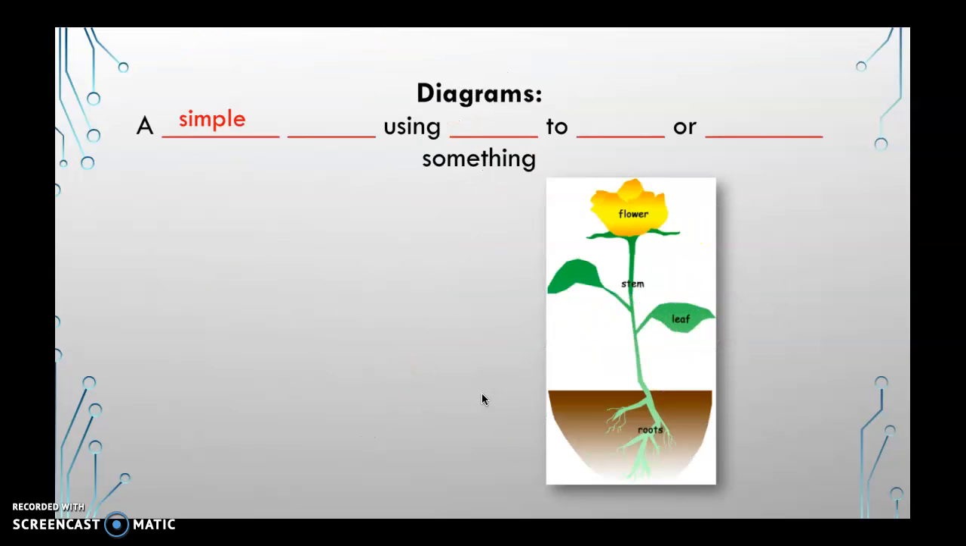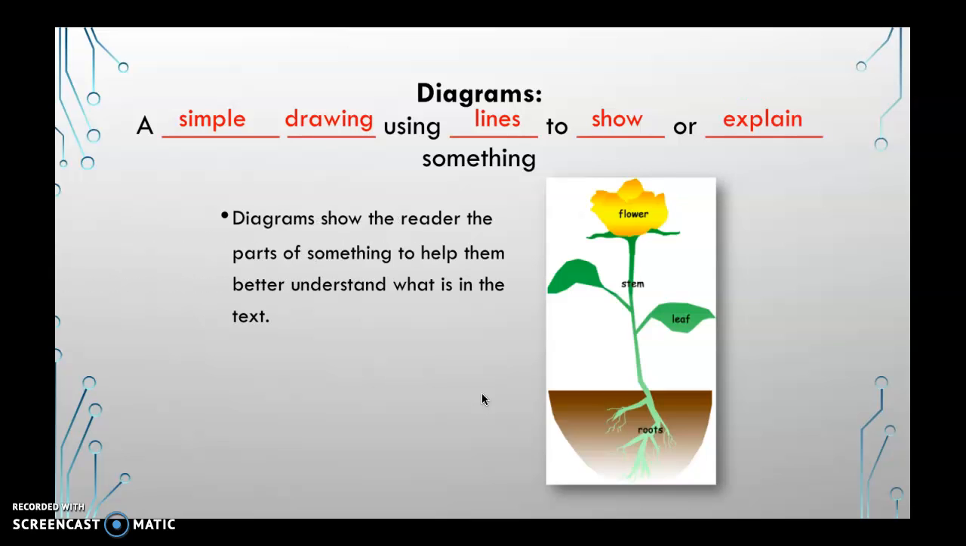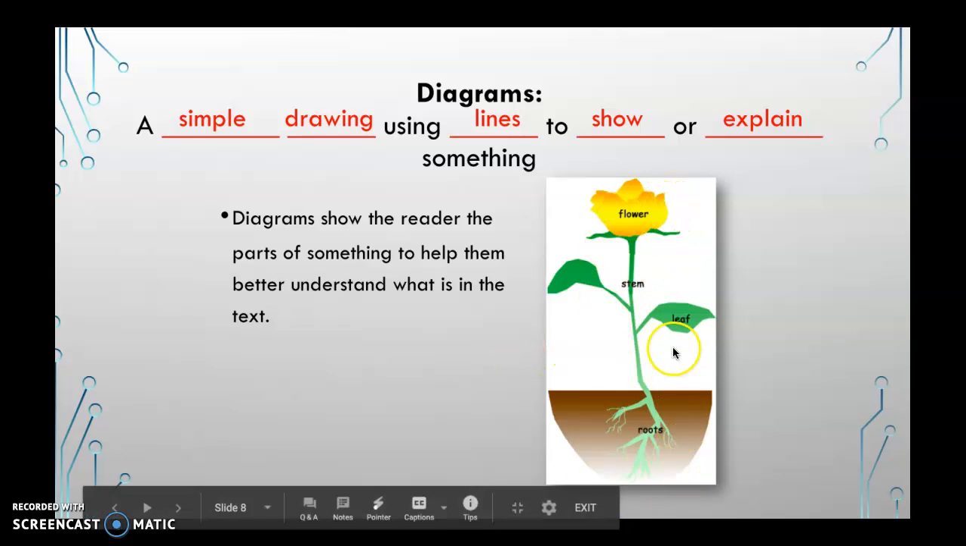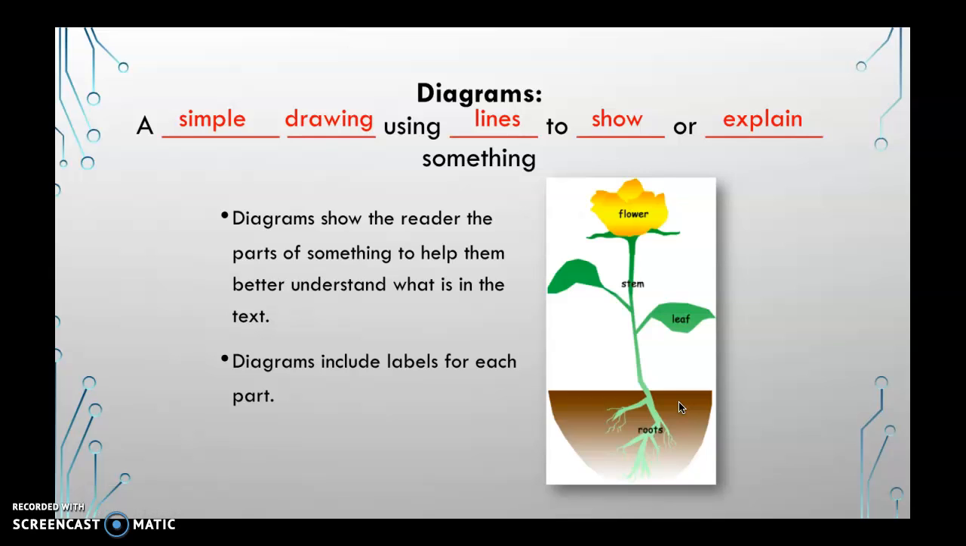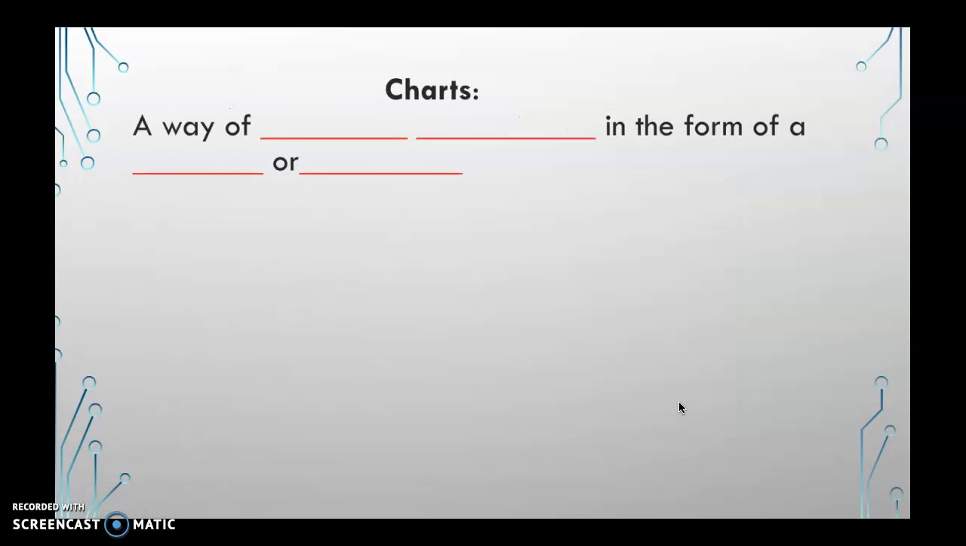Next, we have diagrams. These are a simple drawing using lines to show or explain something. For example, diagrams show the reader the parts of something to help them better understand what is in the text. And here we have a diagram of a flower, and we have our simple drawing, and things are labeled to help us understand. Diagrams do include labels for each part.